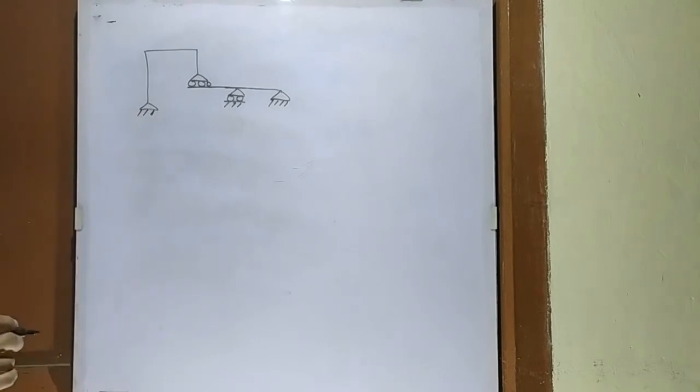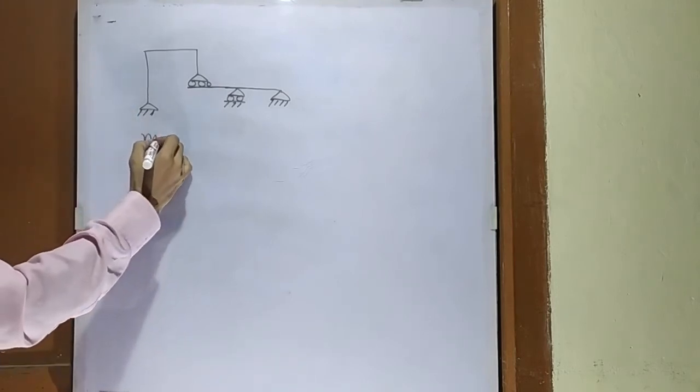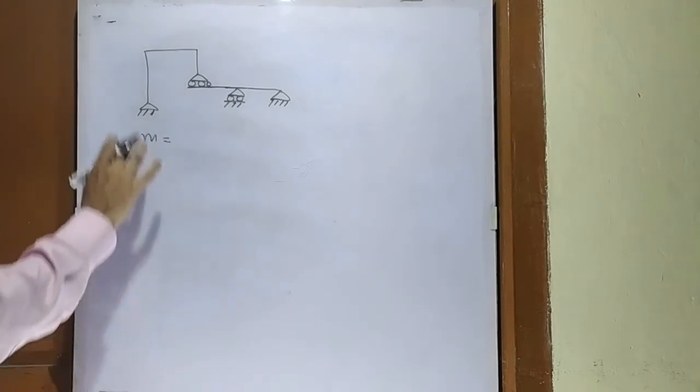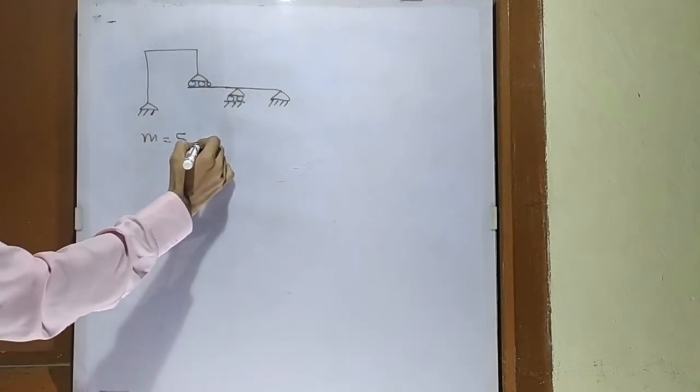Now how will we find the degree of static indeterminacy for this structure? We will count the number of members, and the number of members is 1, 2, 3, 4, 5. Number of members is 5. What is the number of reactions?